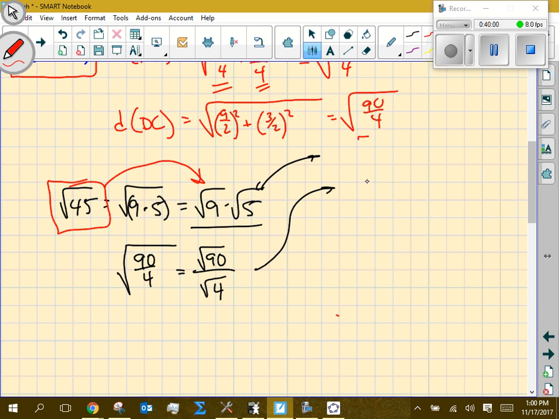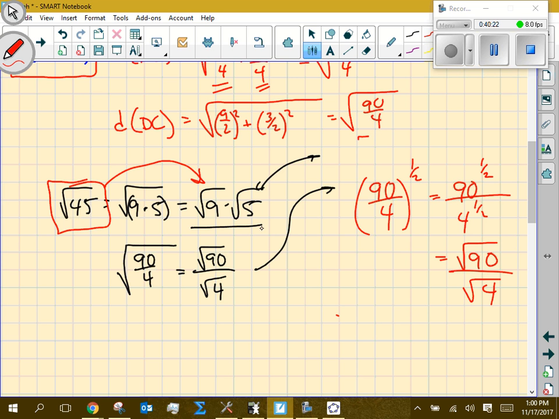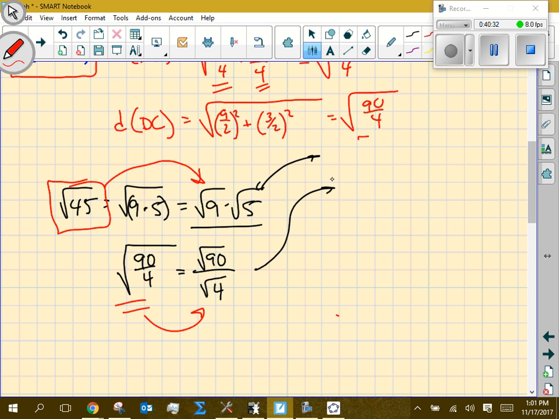Well, if a radical, again, is just the fraction 1/2, I'm going to rewrite this as 90 to the 1/2 over 4 to the 1/2, and then know that 1/2 is the same thing as a radical or square root. So I have radical 90 over root 4. That allows me to go straight from here to that. And that's the thing about mathematics: very simple things that you've been taught early on are pretty complex, and that's why we can make a simple transition from this statement to that statement.